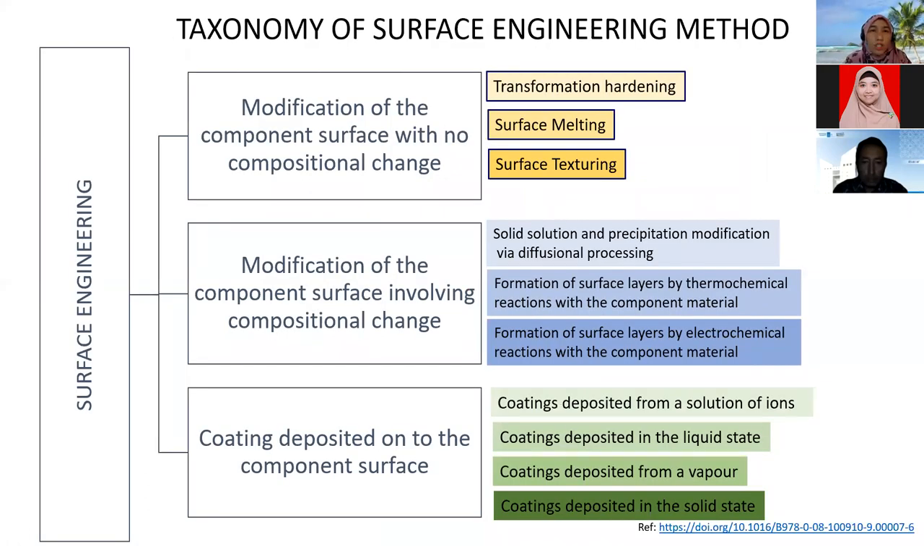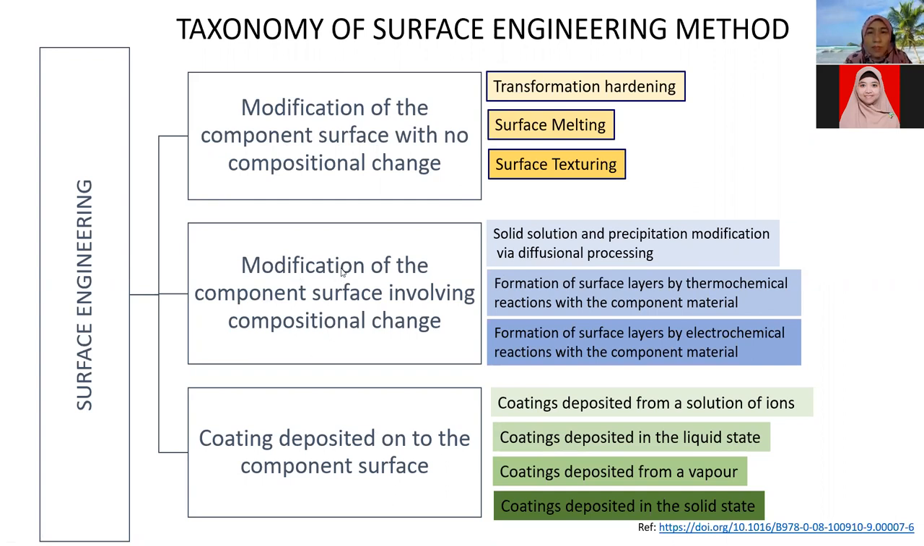Okay, this is the taxonomy of surface engineering. Modification of the component surface with no compositional change, transformation hardening, and this one I think you have studied earlier in your surface engineering subject. Then the modification of the component surface involving compositional change, and coating deposition. So this is the taxonomy of surface engineering methods.